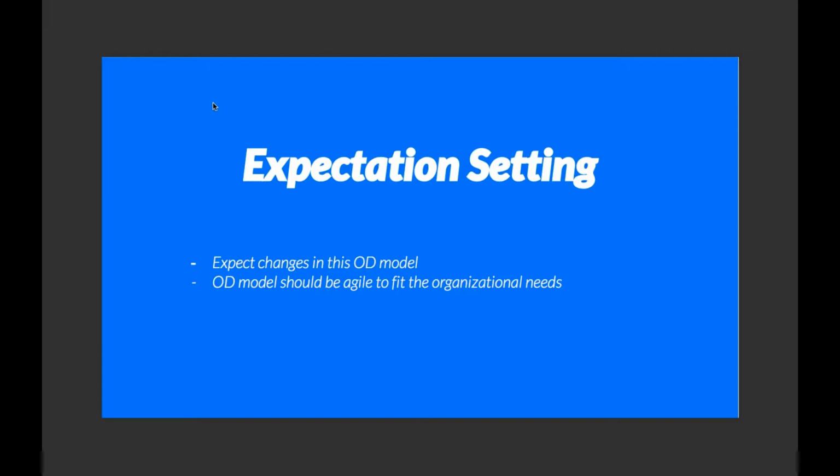One thing you need to expect is that the OD model should be agile to fit the organizational need. Agile in the sense that it identifies our current need and current reality, so that the OD model is always relevant and able to help us make better decisions and better strategy to grow sustainably and significantly in terms of performance and also our organizational health.